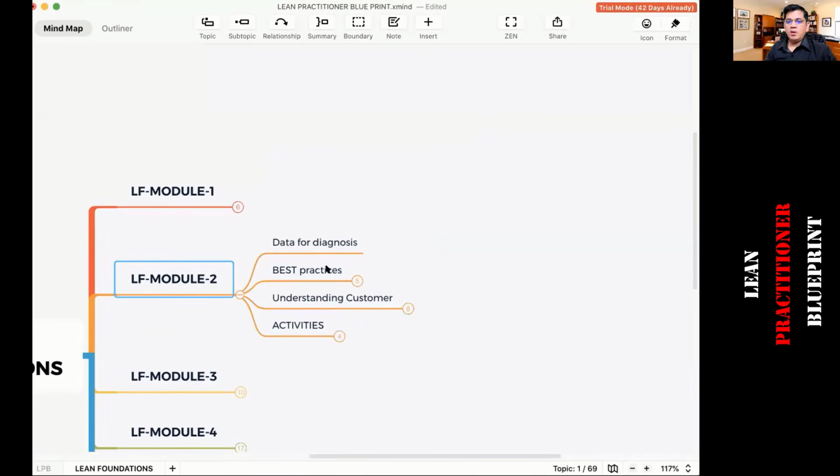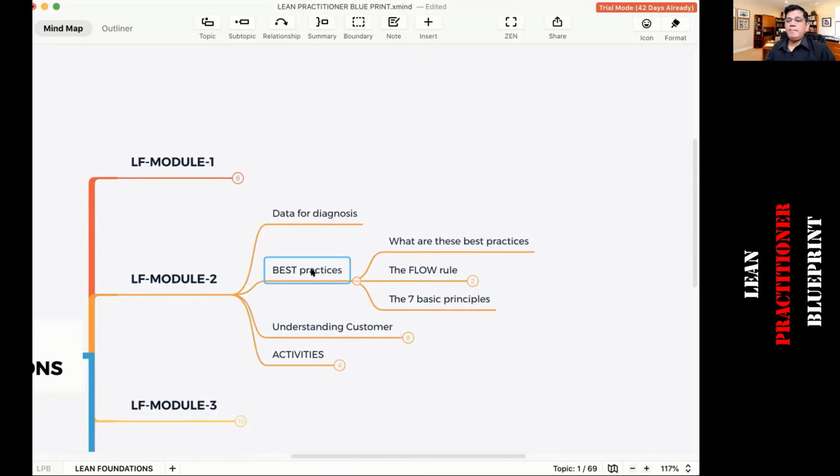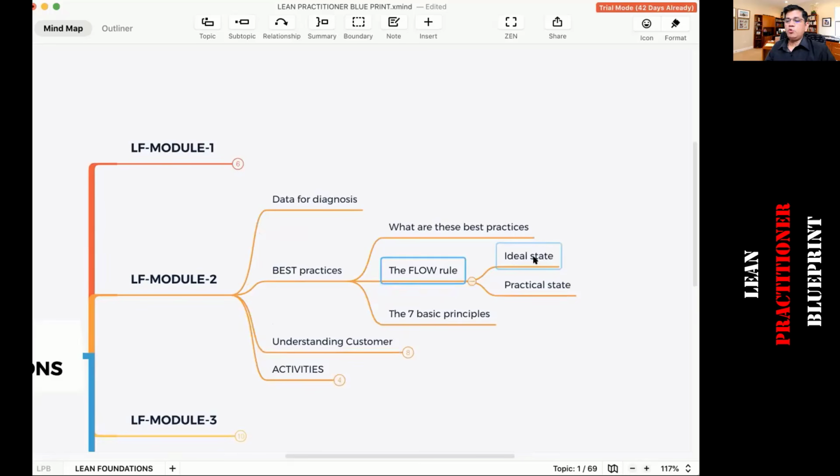Module 2: to identify the symptoms, what is the data for diagnosis you will get? And what are those best practices? Give an overview of the best practices. This is not actually finalized. I have put initial thoughts; I'll rethink again and then try to align it a little bit. What are the things in understanding the customer and what do activities mean in a process? Data we have spoken about at length, and in best practices, we have the flow rule and 7 basic principles. The flow rule is what is the ideal state and practical state. We will see that in today's slide.